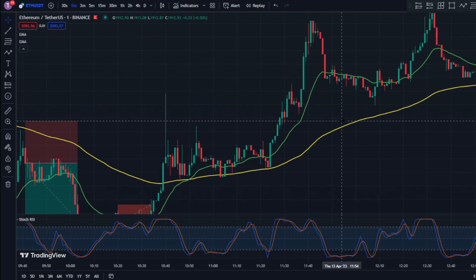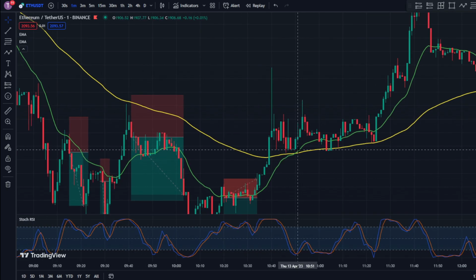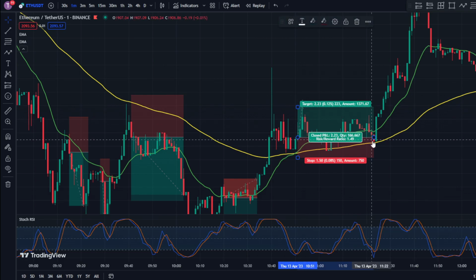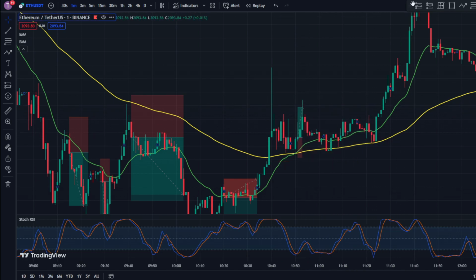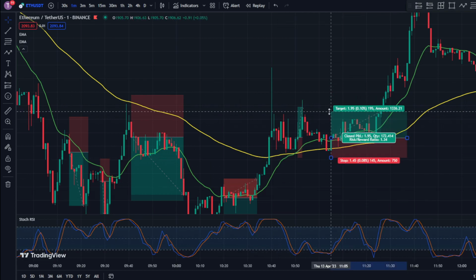Now we have the break to the upside. So let's take the upside trade. You can see that we have the green EMA breaking above the yellow EMA, and we have a crossover of the blue above the orange. Enter on that. Stop loss right below, and a 1.5:1. Same thing here. We have the cross up right here. Stop loss right below, and a 1.5:1.